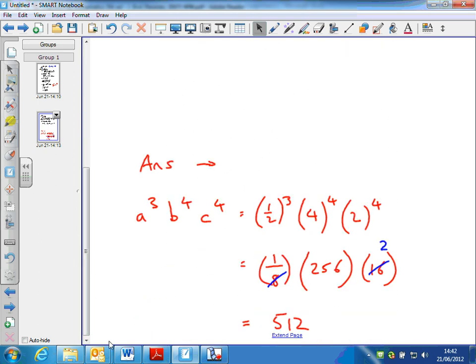Here is the solution. The simplified version is a cubed b to the 4 c to the 4, and then putting in the values and working out. Notice again, 1 over 2 cubed is the same as 1 over 8, and 8 cancels out into the 16 twice, so you end up with 512. So look for those simplifications. Don't automatically put a half into the calculator and cube it. Good practice.